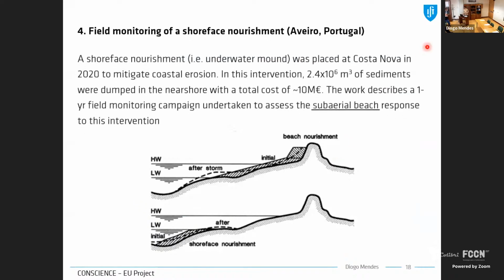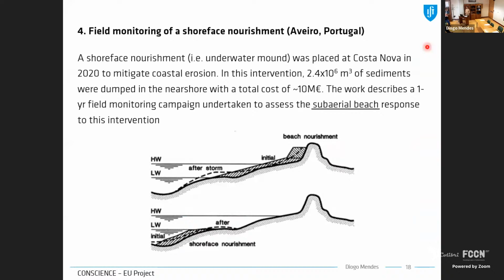A shoreface nourishment, which is basically an underwater mound, was placed at Costa Nova in 2020. The objective was to mitigate coastal erosion. On top, you see a common engineering solution, which is a beach nourishment. When your coastline is eroding, you put the nourishment on the subaerial beach. The expectation is that this nourishment will increase the beach width, but it will not stay there forever. After a while, it will just disappear.